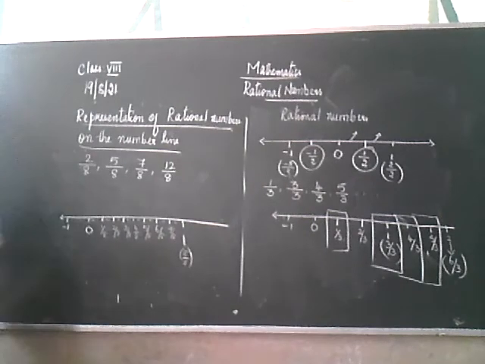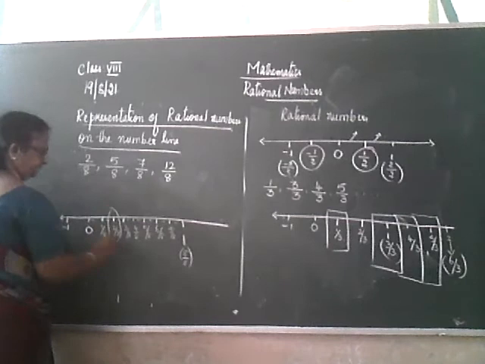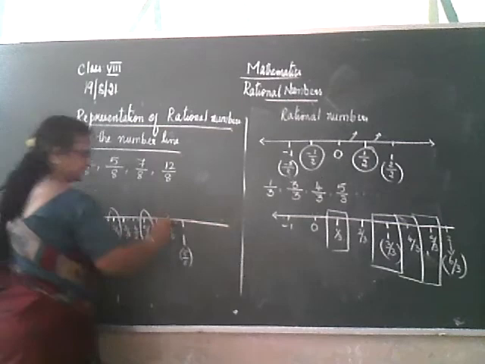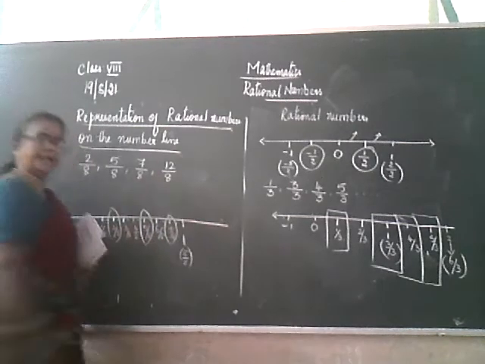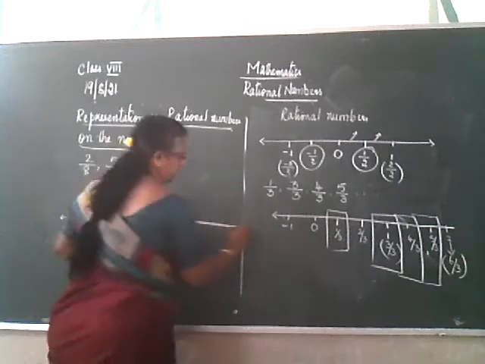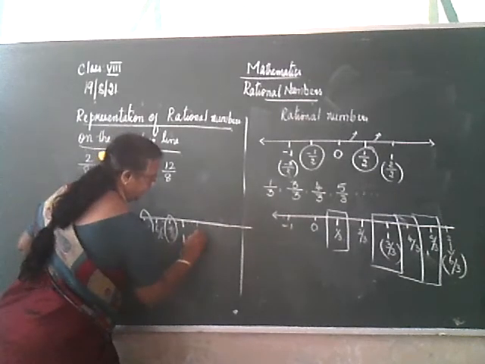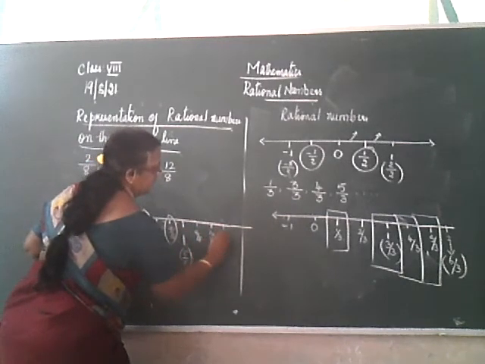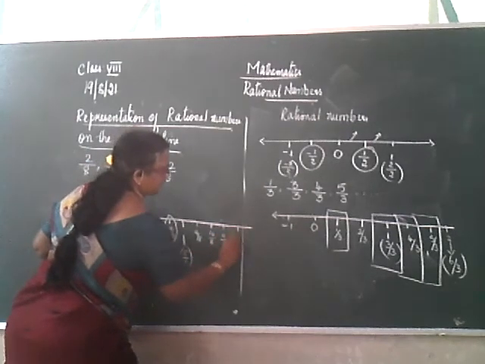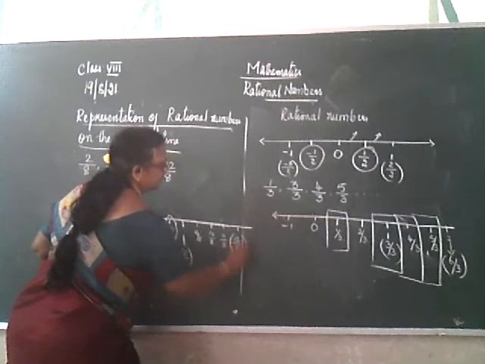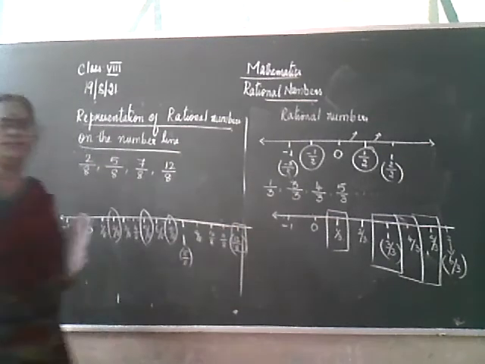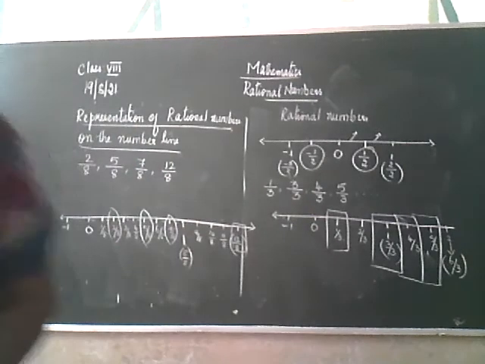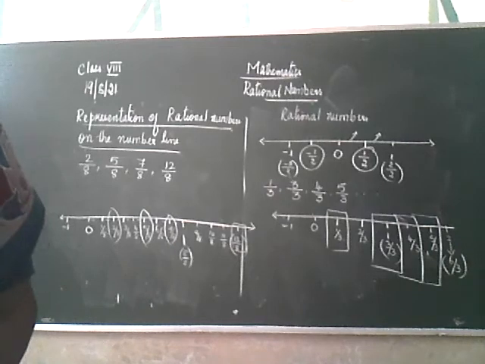Okay. So 2 by 8 is already given. 5 by 8 is over. I want 7 by 8. Yes, over. After that 12 by 8. So after 8 by 8, you will have 9 by 8, 10 by 8, 11 by 8, 12 by 8. It goes on. So you can see this on the number line. So how to represent rational numbers on the number line, you know now, isn't it?